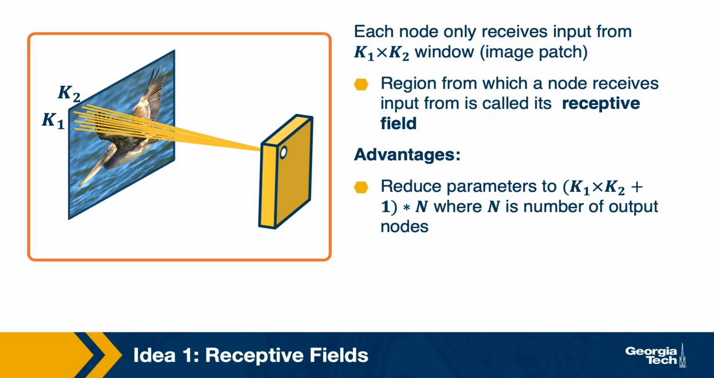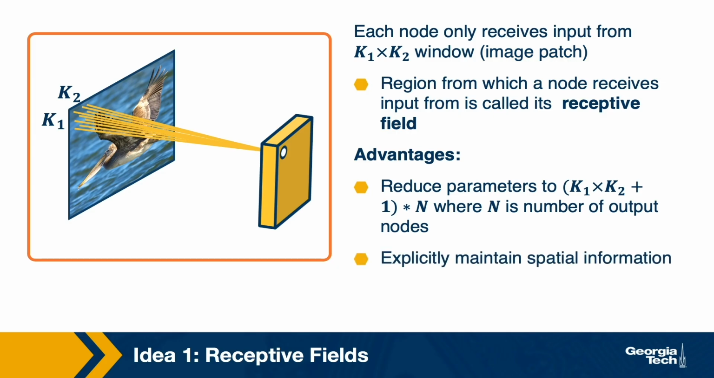And so we can toggle this. We can control the number of output nodes, and this will allow us to have only a certain number of output nodes, each of which only takes input from K1 by K2 image patches. Again, the key idea here is to reduce the number of parameters. It's no longer m times n. It's a smaller window, K1 by K2 times n, roughly.